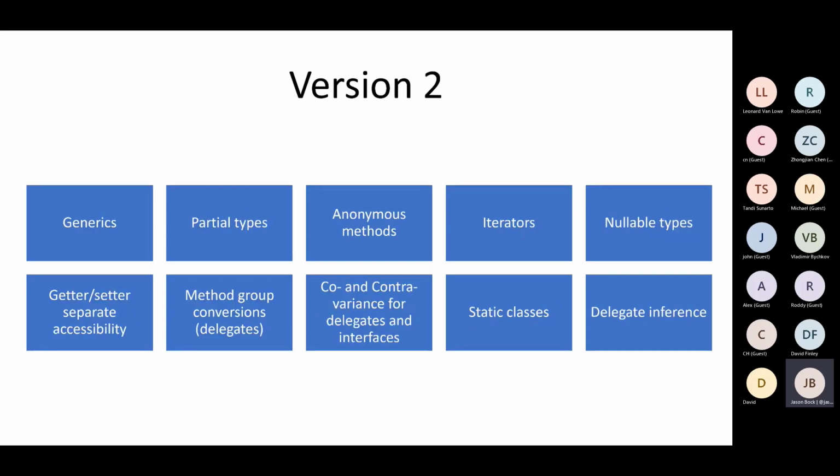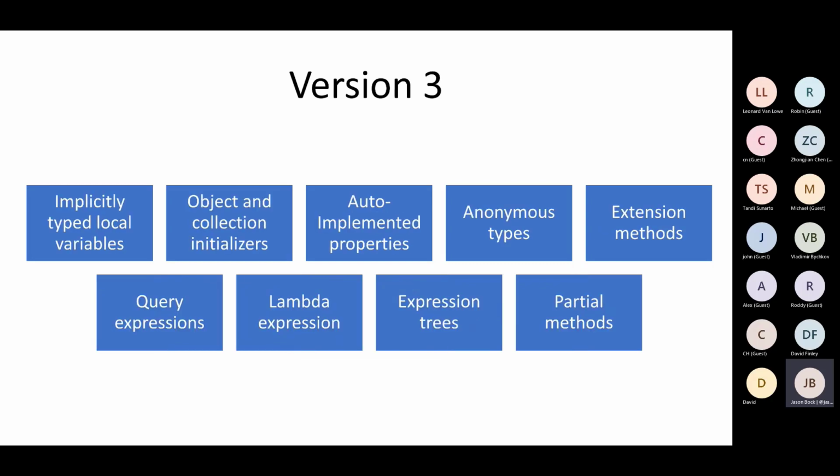Version 2 added many features, but one of them was generics. If you ask me which feature I would not want to lose from C#, it would probably be generics. I can't imagine coding in C# without generics. They're extremely pervasive throughout not just C# but the entire .NET ecosystem.